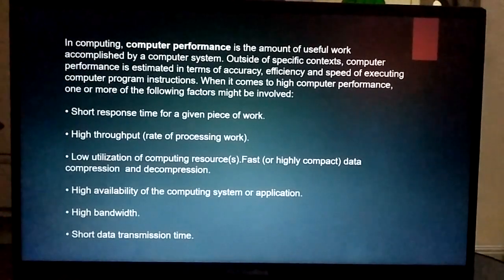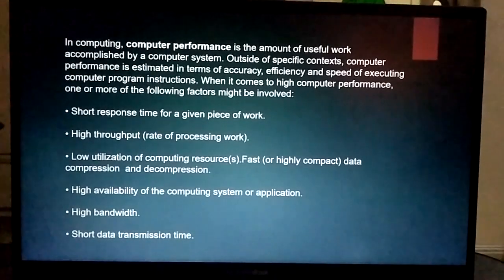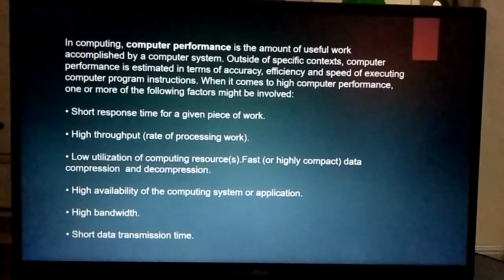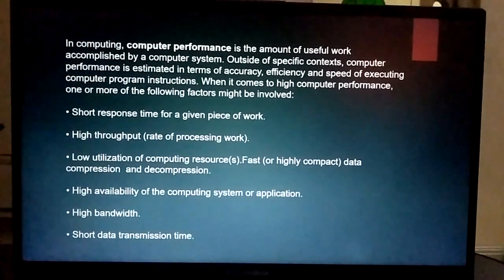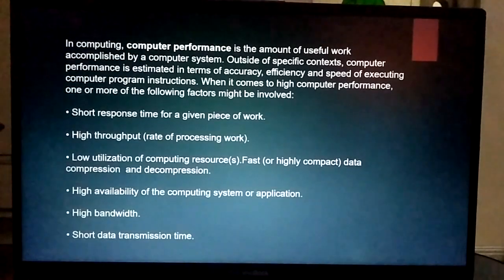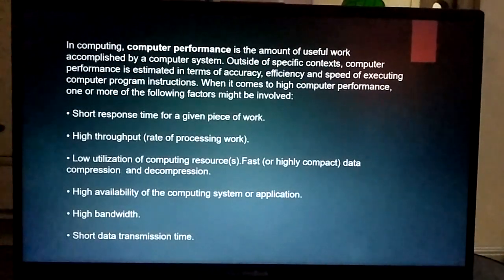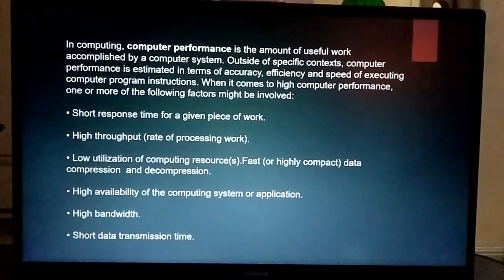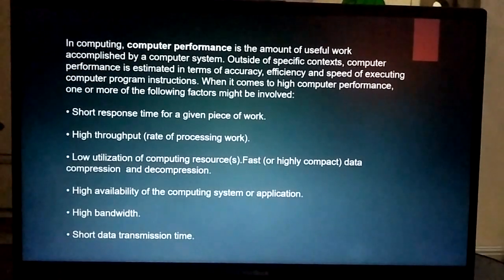When it comes to high computer performance, one or more of the following factors might be involved: short response time for a given piece of work, high throughput or rate of processing work, low utilization of computing resources, fast or highly compact data compression and decompression, high availability of computing system or application, high bandwidth, and last, short data transmission time.